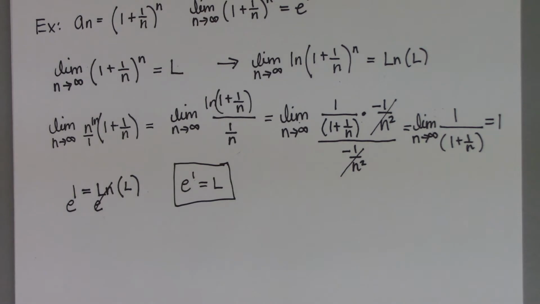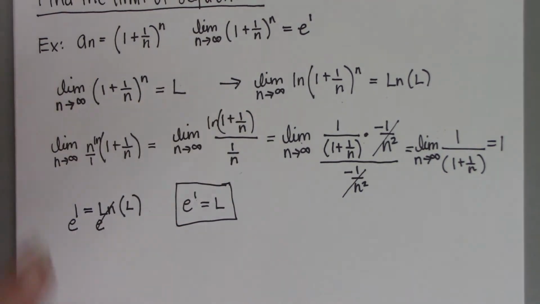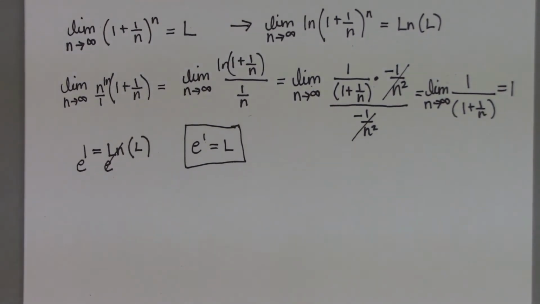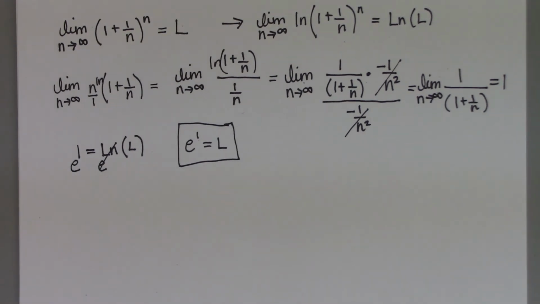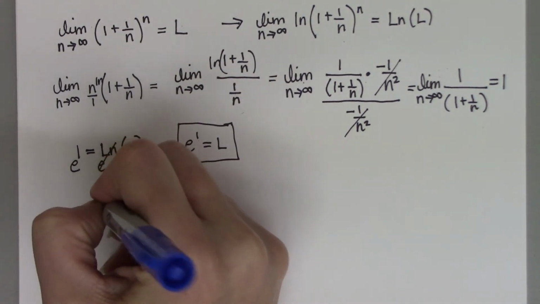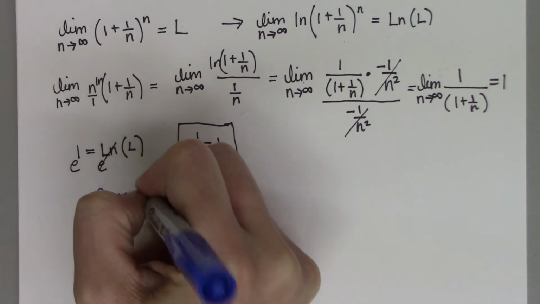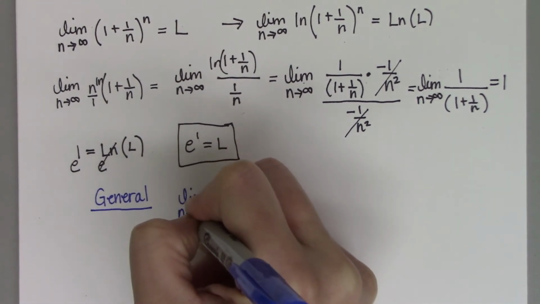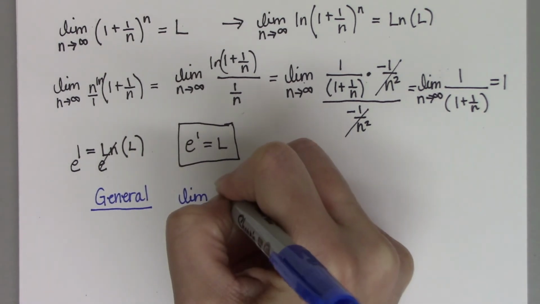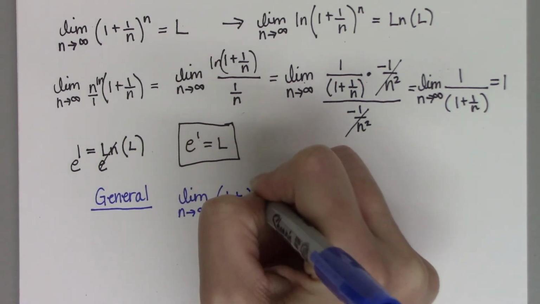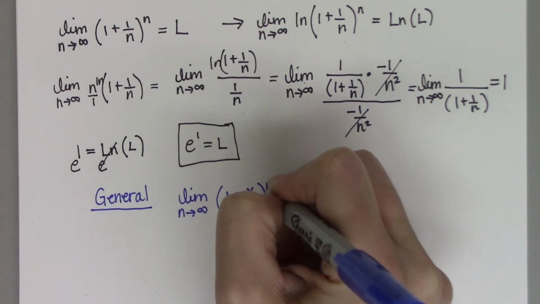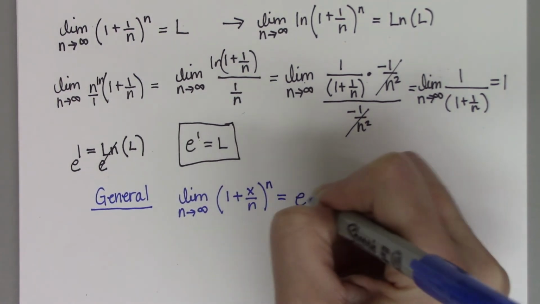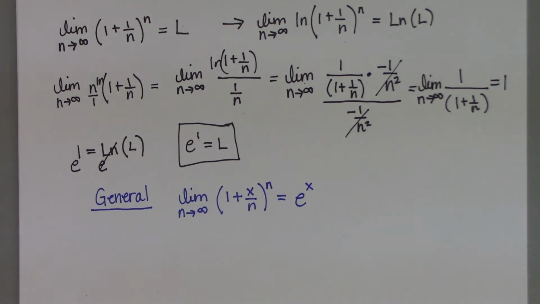So there's actually a general form of this limit, right? Because remember I said up here, don't fall into the trap that this is always going to be e, right? So we could have made a slight adjustment to this formula. So now what we can say is the limit as n goes to infinity of 1 plus x over n raised to the n equals e to the x.